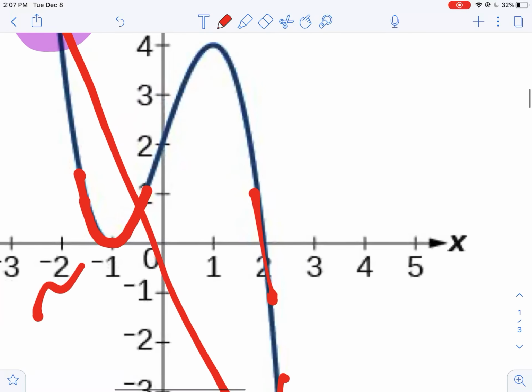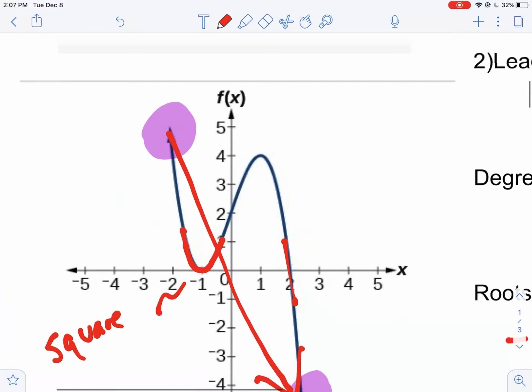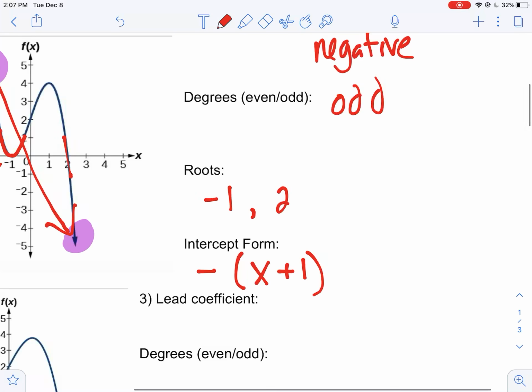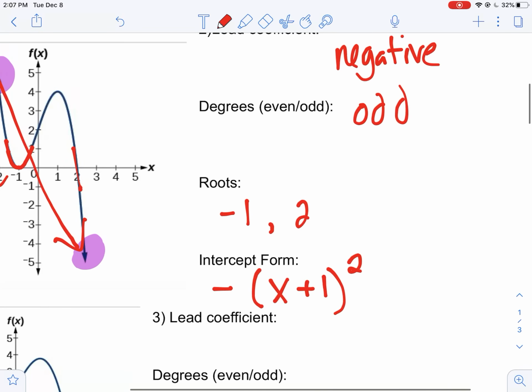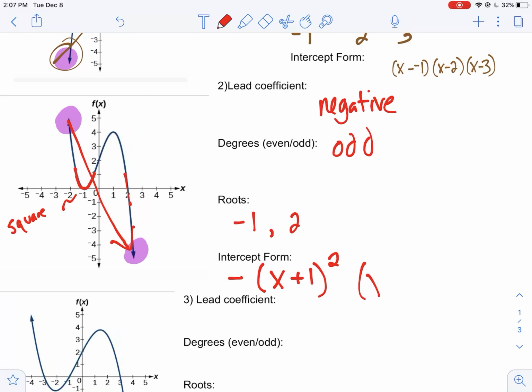But since we have a parabola there at -1, see how it doesn't cross the x-axis, but you get a little parabola? That means I'm going to square this. I'm going to square that root. X plus 1 squared. Now for the 2, again, it goes right through the 2, so I don't need to square that. I get x minus 3. And that makes sense, because if you look at the degree of this, x minus 3, the exponent of that would be 1.